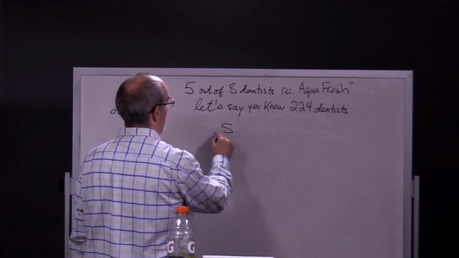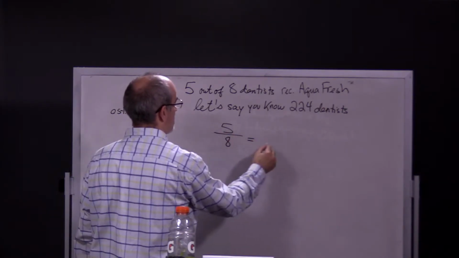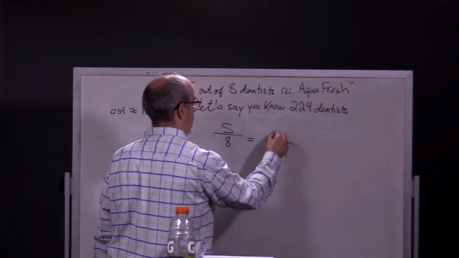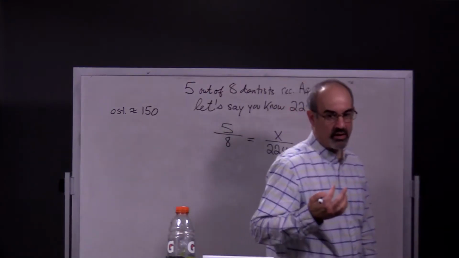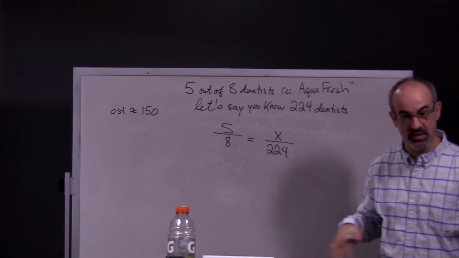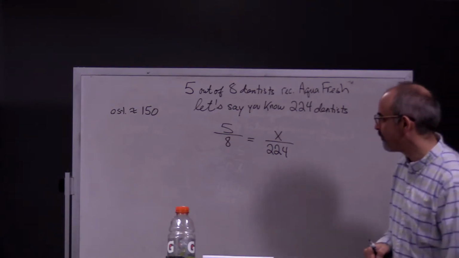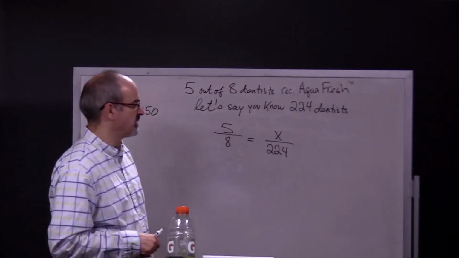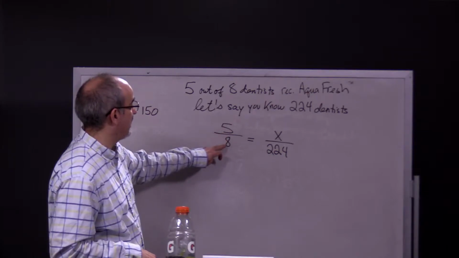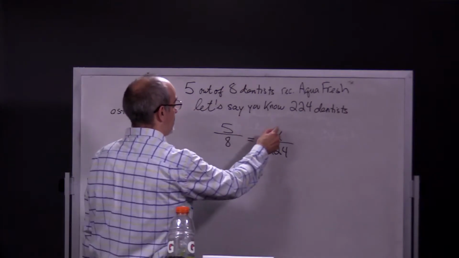So 5 dentists recommend out of 8 total dentists. How many would recommend out of 224? This is only the third problem in the last 2 videos that I've done that's a proportion. This is the first time that the x was in the numerator, so it's a little bit different, but basically the same, really. So 5 would recommend out of 8 total. How many would recommend out of 224 total? So cross multiply.